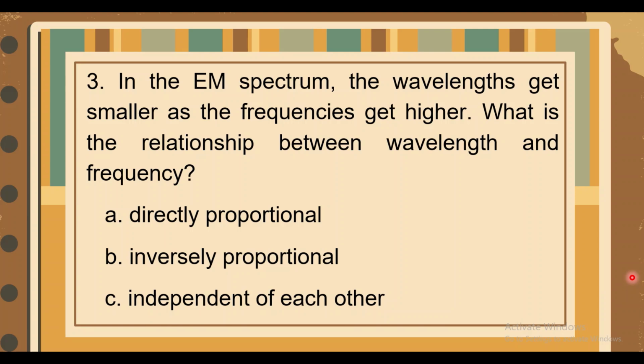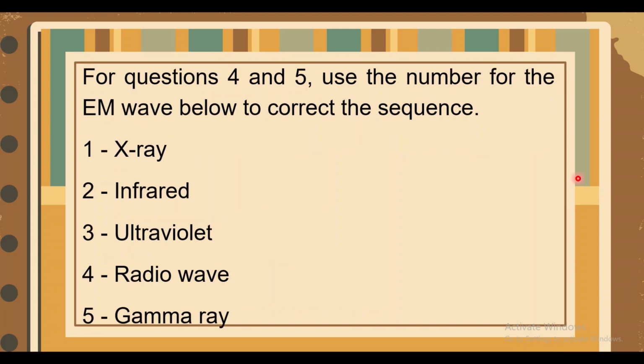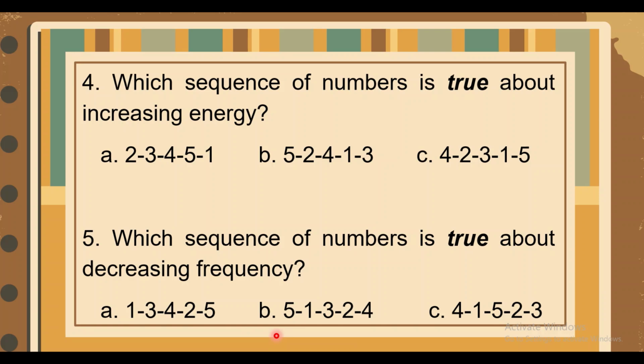Now let's proceed to items 4 and 5. Use the number for the EM wave below to correct the sequence. Use 1 for X-ray, 2 for infrared, 3 for UV or ultraviolet, 4 for radio wave, and 5 for gamma ray. You can copy this on your notebook so that you will be guided later on. Again, use 1 for X-ray, 2 infrared, 3 UV, 4 radio wave, and 5 gamma ray. Are you ready? Okay, question number 4.